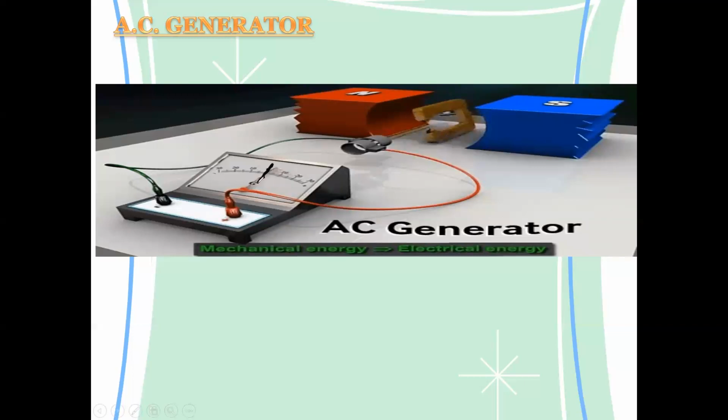So if it is exactly 0, as you can see, the coil will be vertical. When I stop at the horizontal position, the voltage will be maximum. So using this idea, we can identify the position of the coil.